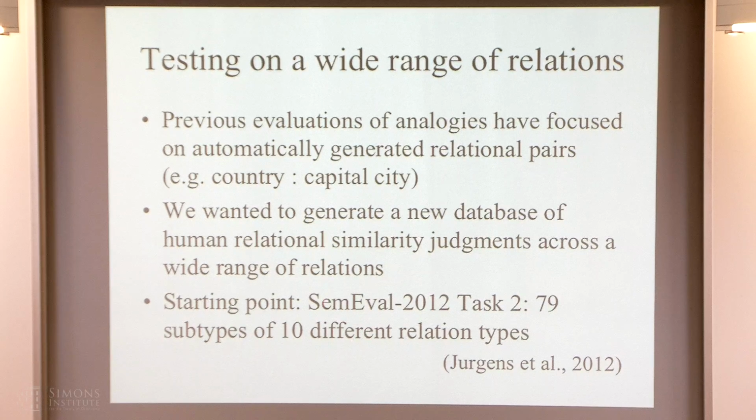Our starting point for doing this was a data set called the SemEval Task 2 data set. This consists of 79 subtypes of 10 different relation types and gives us a basis for systematically beginning to explore the space of different kinds of relations.